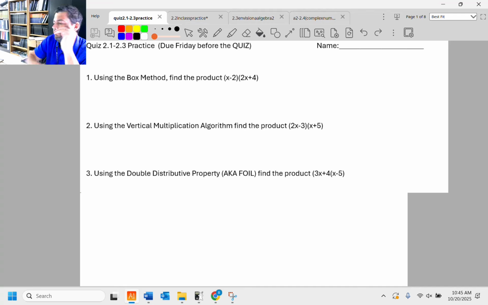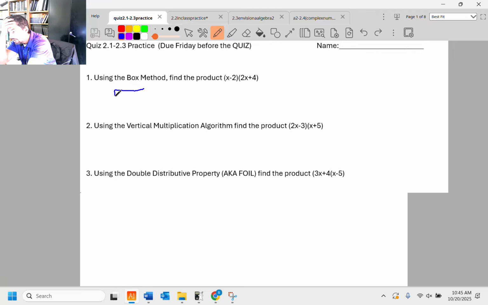All right, your practice sheet for Friday's quiz. Now, even if you don't like these methods, I do want you to be familiar with them. So, yeah, you're going to have to do the box method, vertical multiplication, all that good stuff. So, using the box method, find the product.